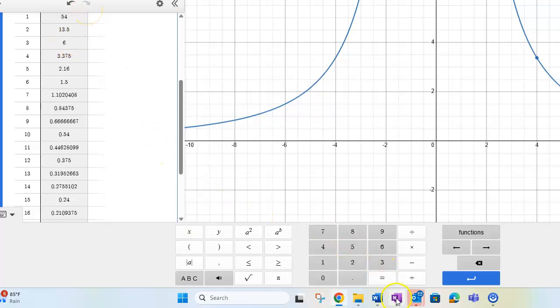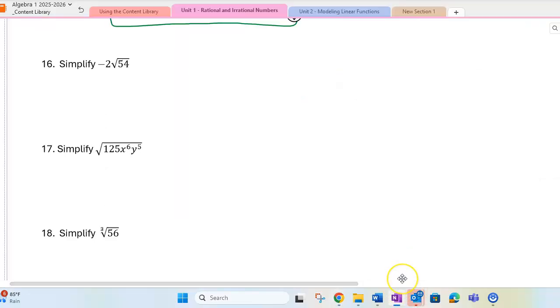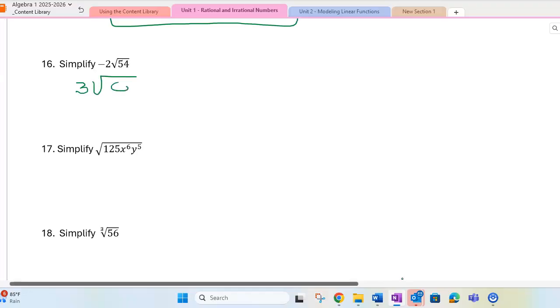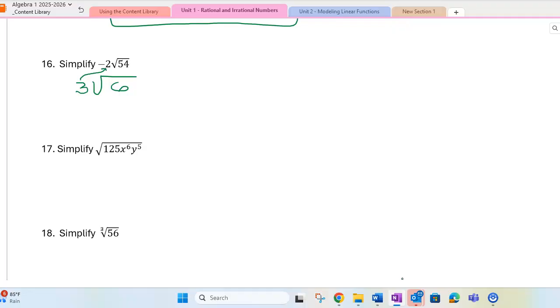So I'm going to go back to my worksheet. I'm going to write 3, and I'm going to put this radical around the 6. I do not put a 3 here because it is not a 3 up here. Now, what I do need to remember is I need to take this number on the outside and multiply it by the number on the outside of the problem. So 3 times -2 is -6. And then I just copy the rest. And that is my answer, okay?